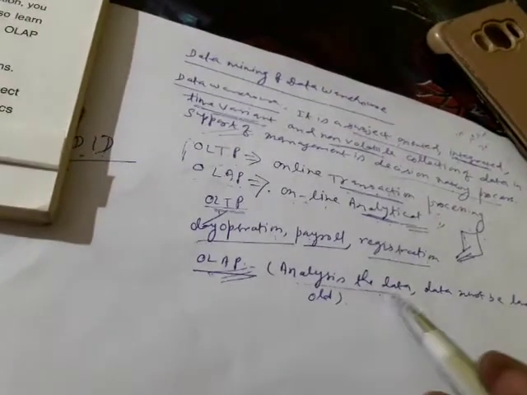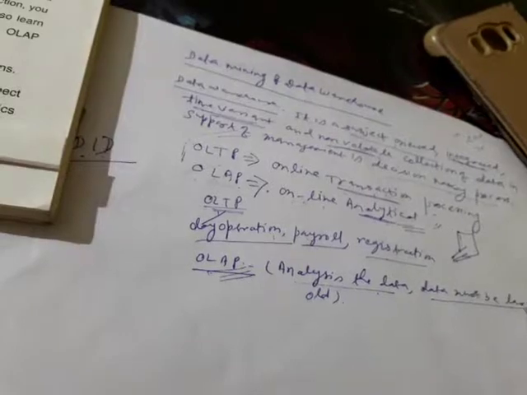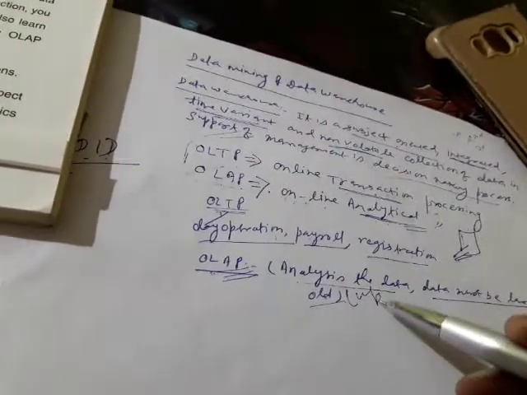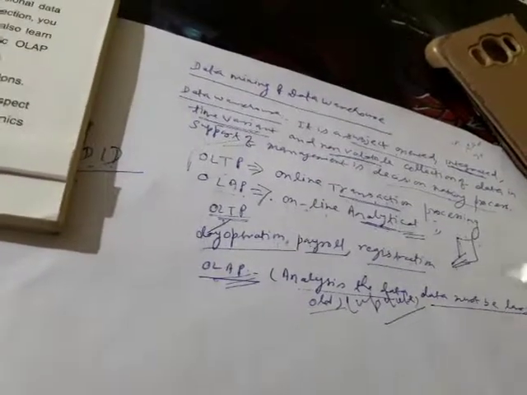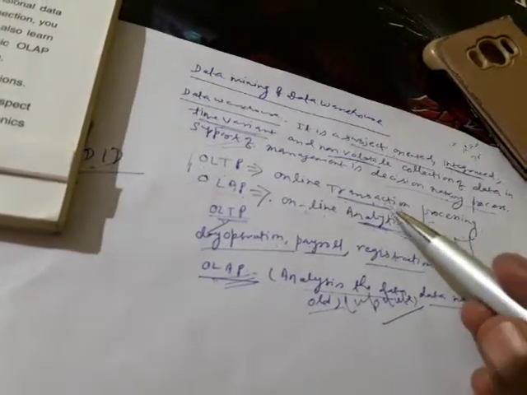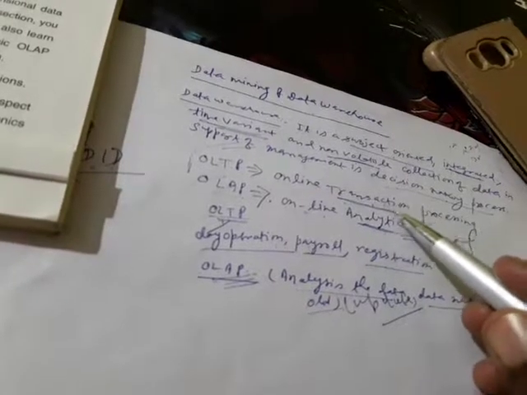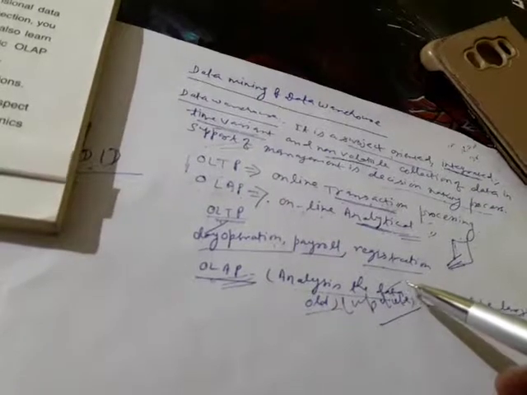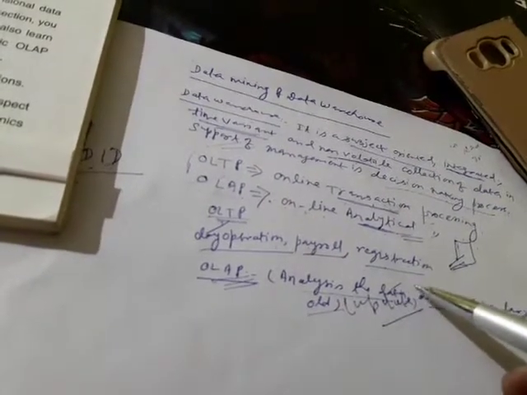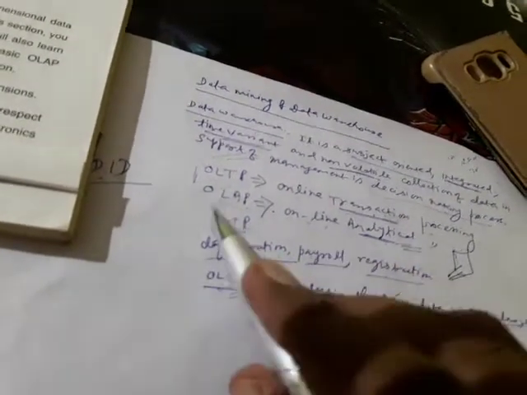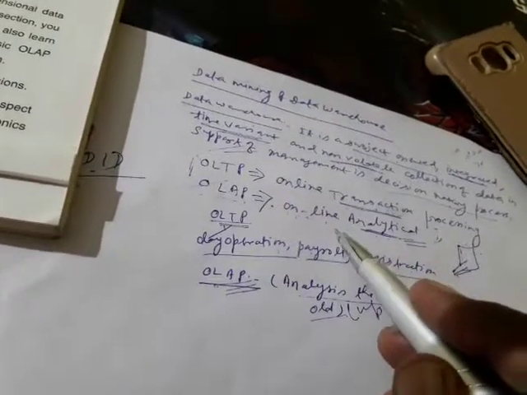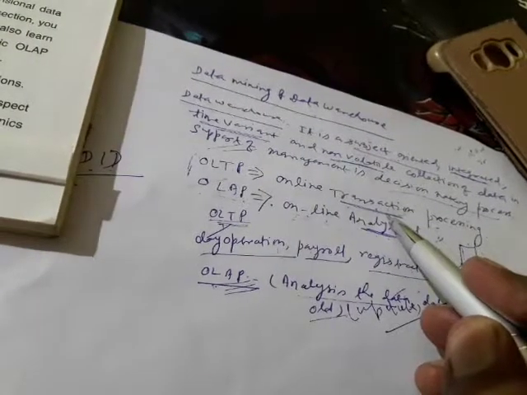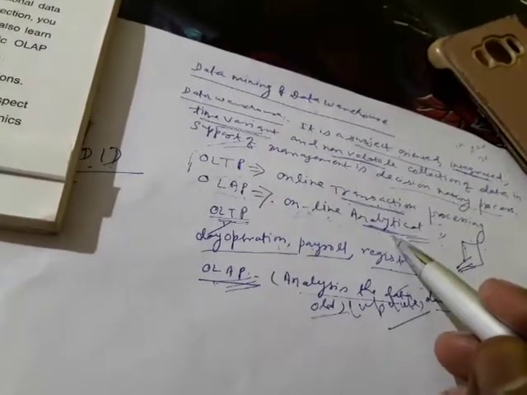It analyzes data that must be large and old, but it will be updated. So what is the main difference? OLTP is 1 day, or maximum a week, but OLAP data is old, it may be 5 years, 10 years, or 1 month. So OLAP is only for analysis purposes, and the full form is online analytical processing. OLTP is used for short term data and OLAP is used for long term data.